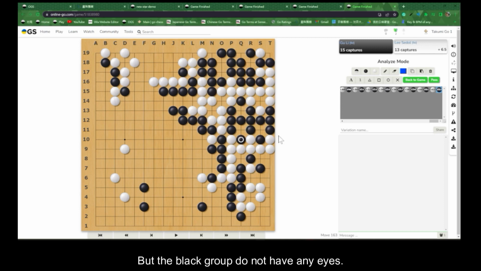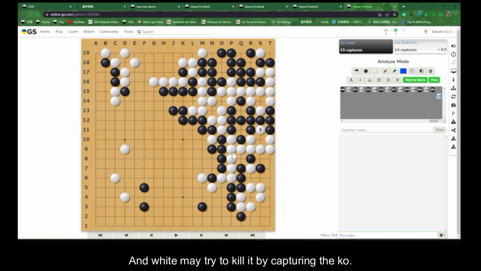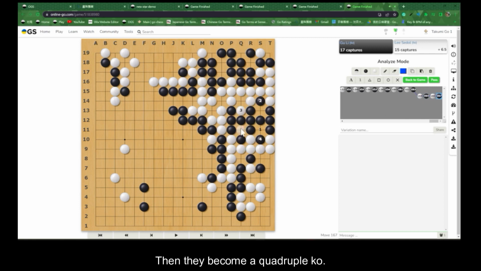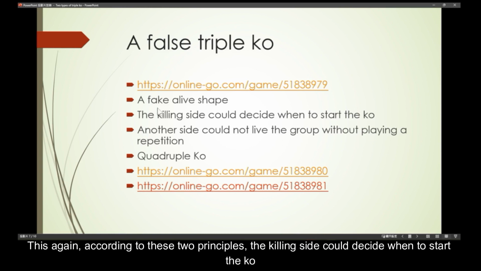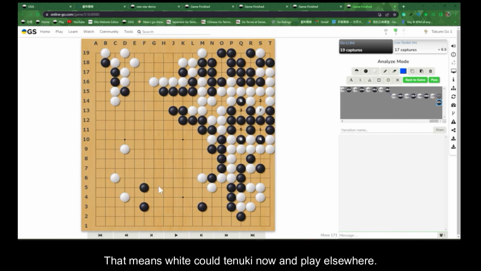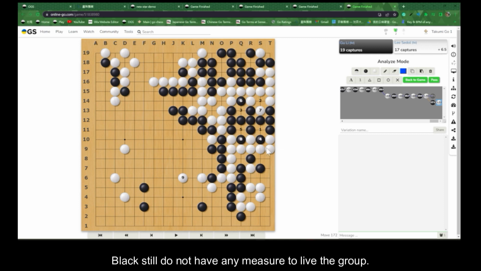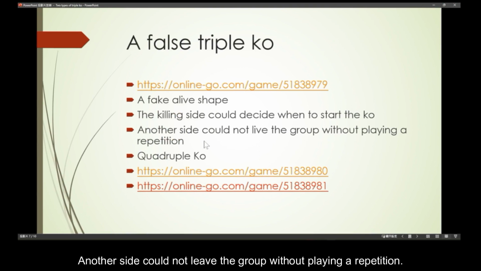But the black group does not have any eyes, and white may try to kill it by capturing the core. However, black uses this double core as core threat. Then they become a quadruple core. This again, according to these two principles, the killing side could decide when to start the core. That means white could turn Luki now and play elsewhere. Black still does not have any measure to leave the group. And on the other hand, the next principle, the other side could not leave the group without playing a repetition.